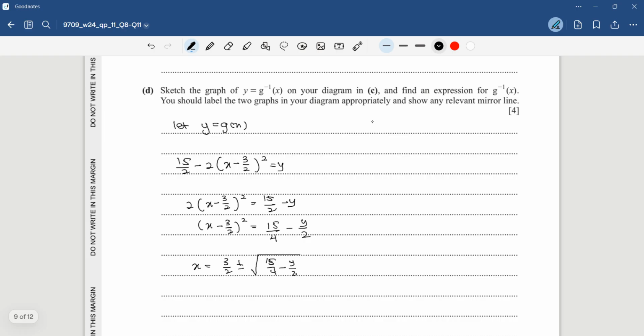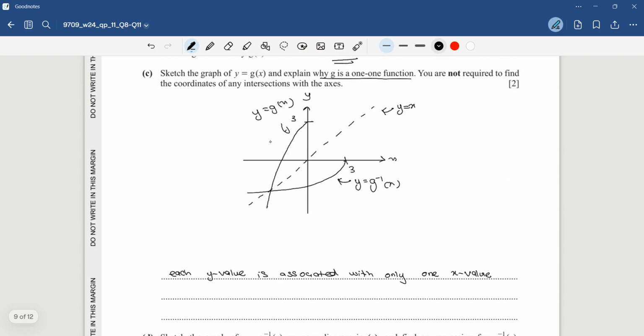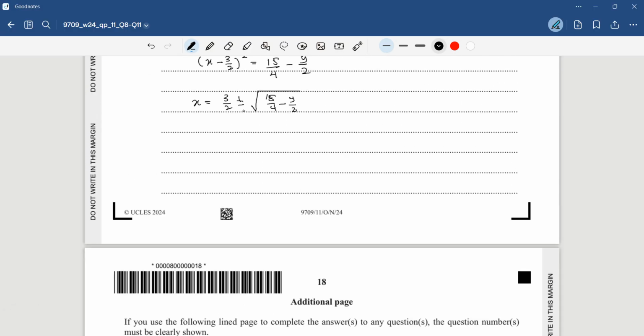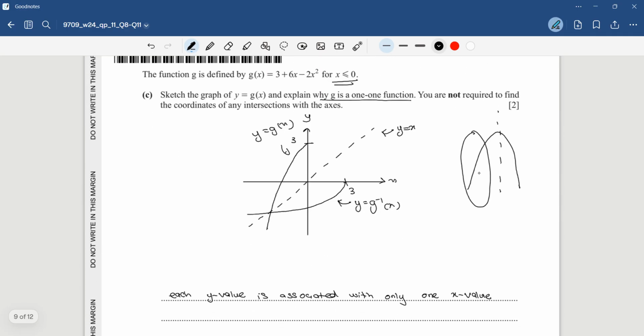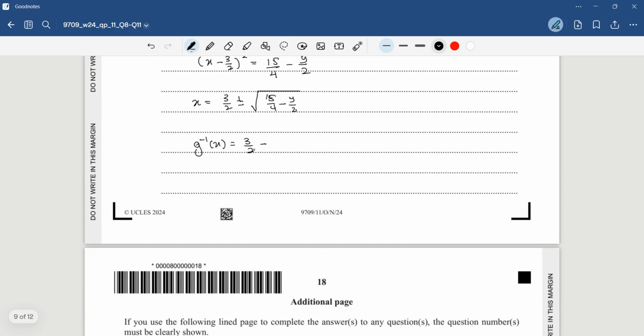And if you notice the graph here, it's supposed to be like this. If you take this axis of symmetry, the graph we drew here is actually only this part. This indicates we only have the negative. So my final answer, g inverse x, will be 3 over 2 minus the square root of 15 over 4 minus x over 2. We ignore the positive part because we take the left hand side of the graph. Okay, so that's all for paper 1. Thank you.